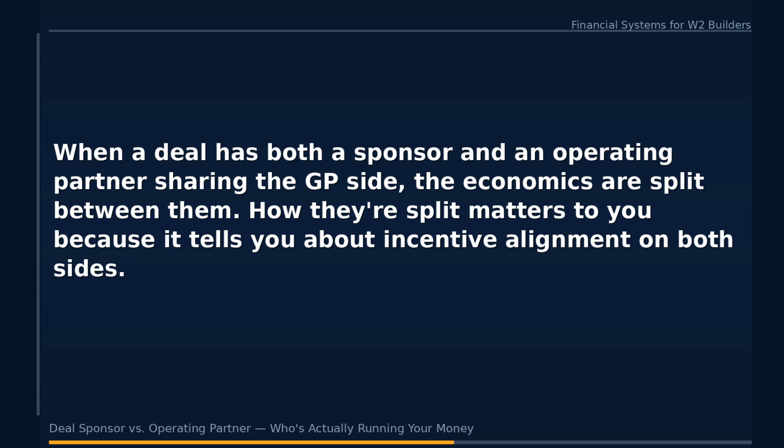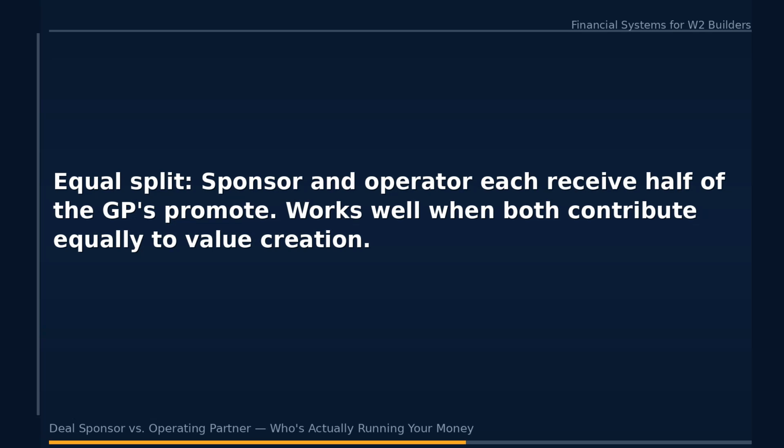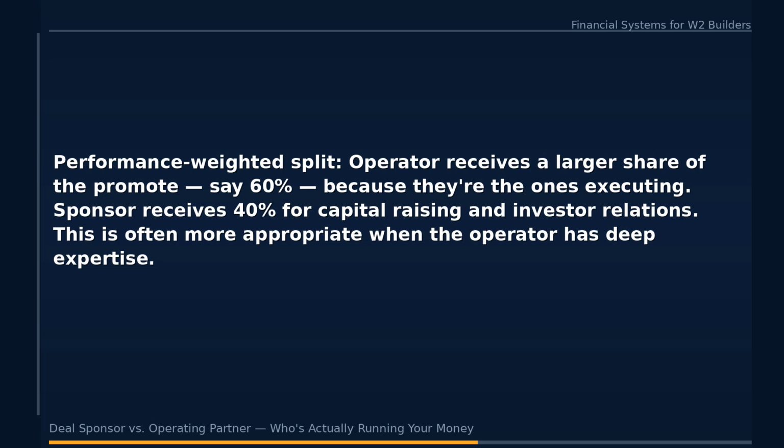Common structures. Equal split: sponsor and operator each receive half of the GP's promote. Works well when both contribute equally to value creation. Performance-weighted split: operator receives a larger share of the promote, say 60%, because they're the ones executing. Sponsor receives 40% for capital raising and investor relations. This is often more appropriate when the operator has deep expertise.